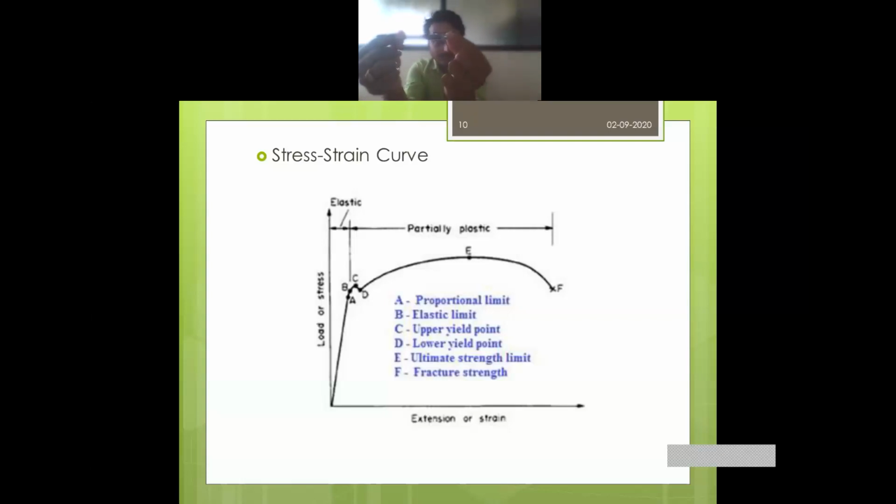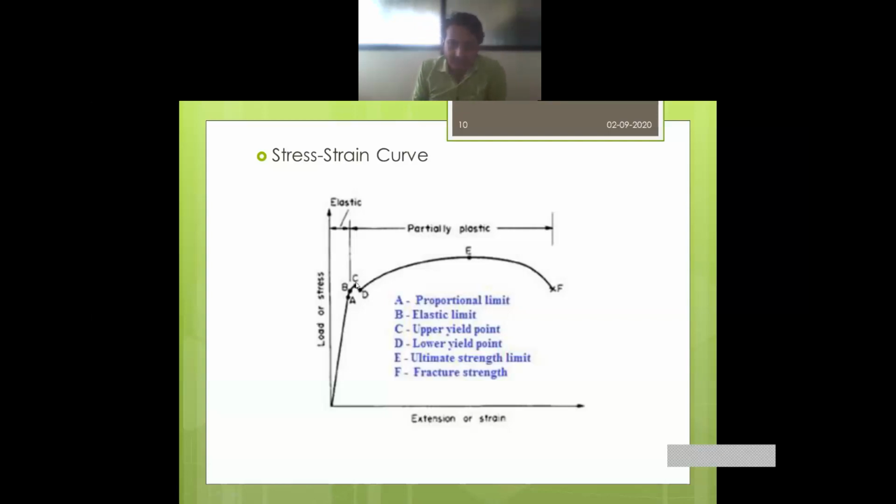I apply more force. It is not coming. I increase the load, increase the load, and then it came off. The moment it starts coming out, that force, the load required for this cap to get removed, is the point where the material starts elongating or deforming. That point is called the yield point, that is C.